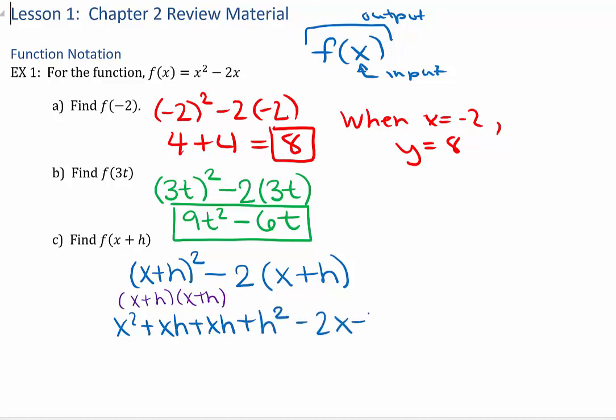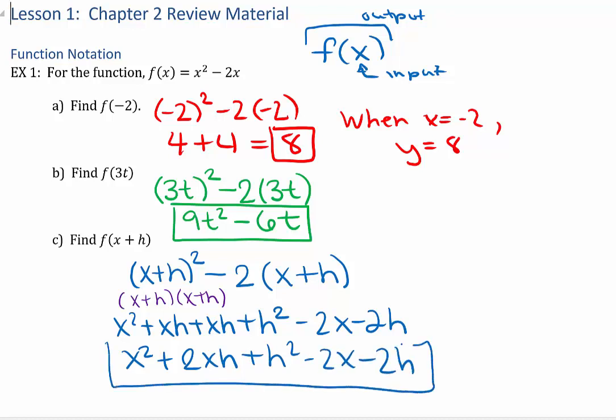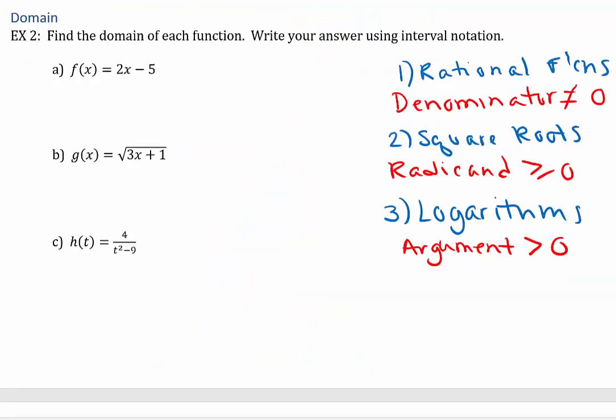And then I can distribute the minus 2. And it looks like the only like terms we have is the 2xh. And so this kind of long expression would be my final answer. All right, so the important thing is that the thing inside the parentheses is always what you plug in for the x. The next thing I'd like to review is the concept of domain.